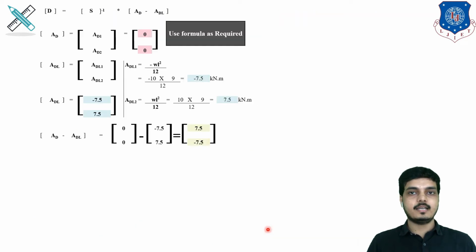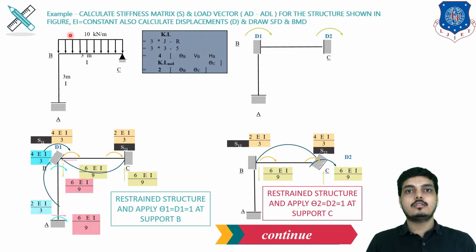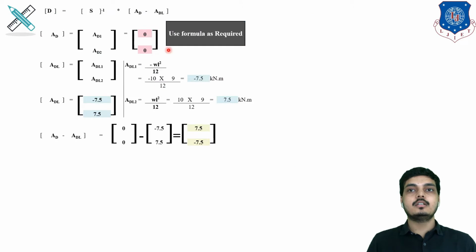Now our next step is to find out D. D is equal to S inverse into AD minus ADL. AD is the action given in the structure. Here you can see there are no moments given. Why am I saying moment? Because my unknowns are moments. So there are no external moments given, so AD will be 0, 0.